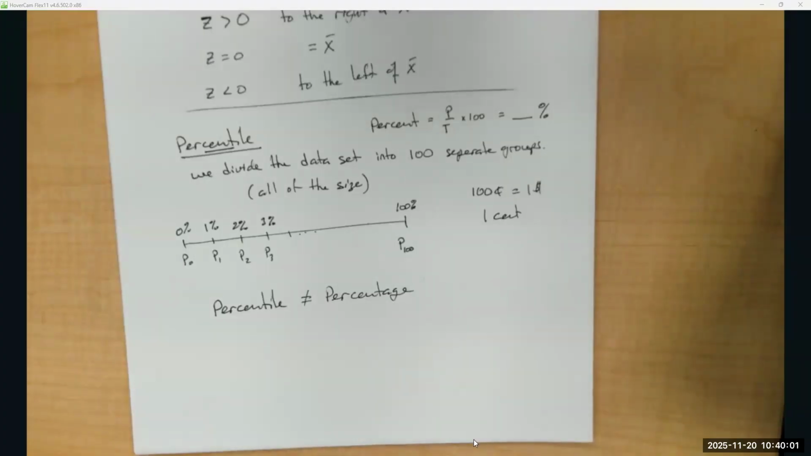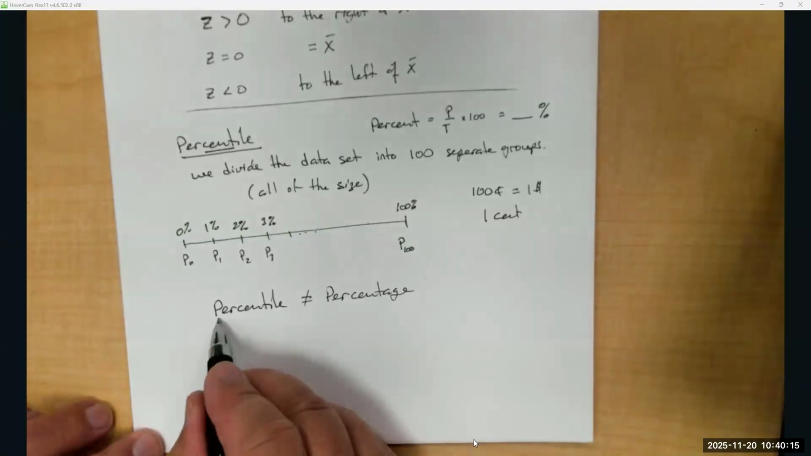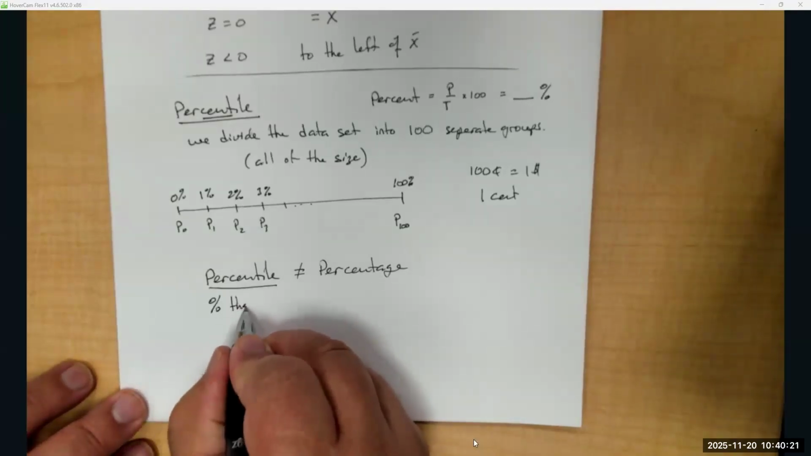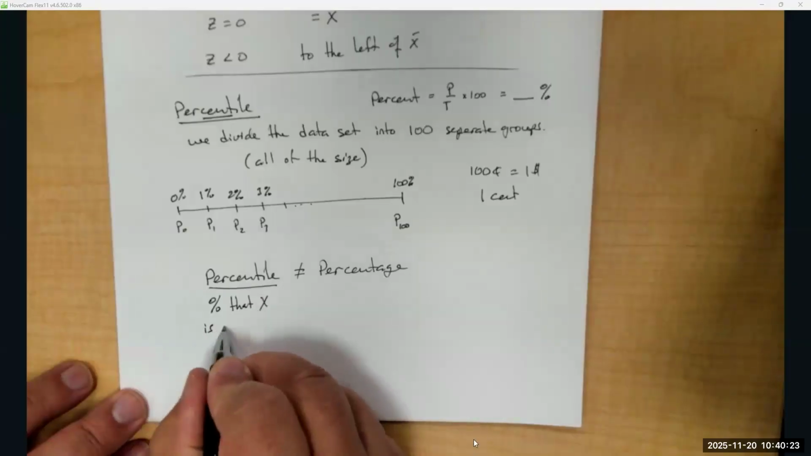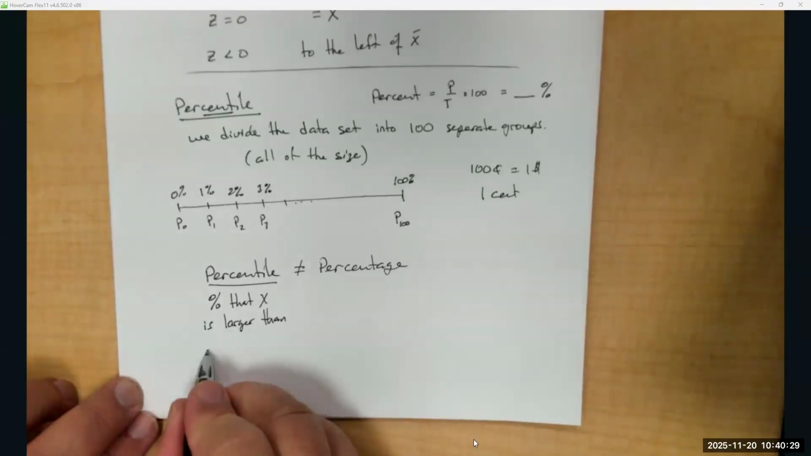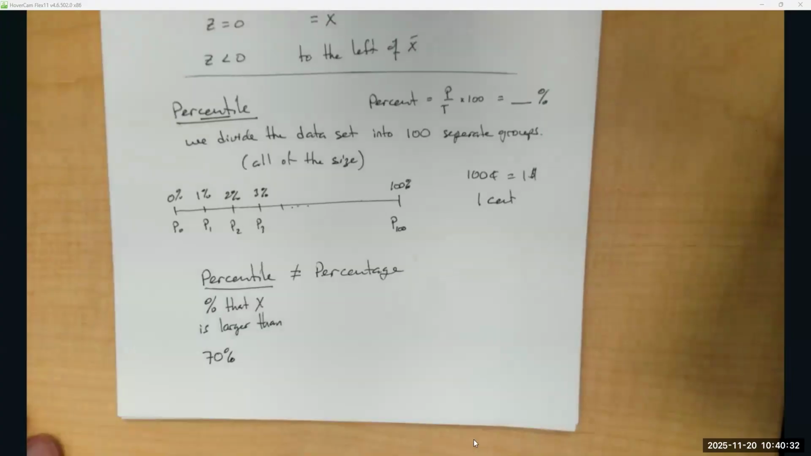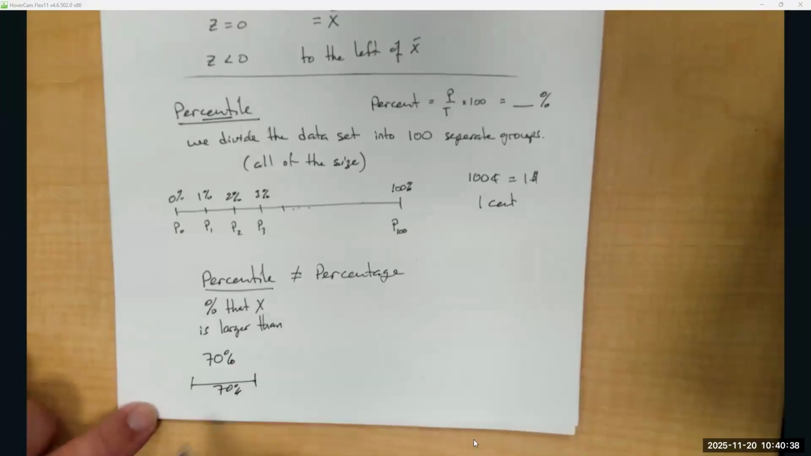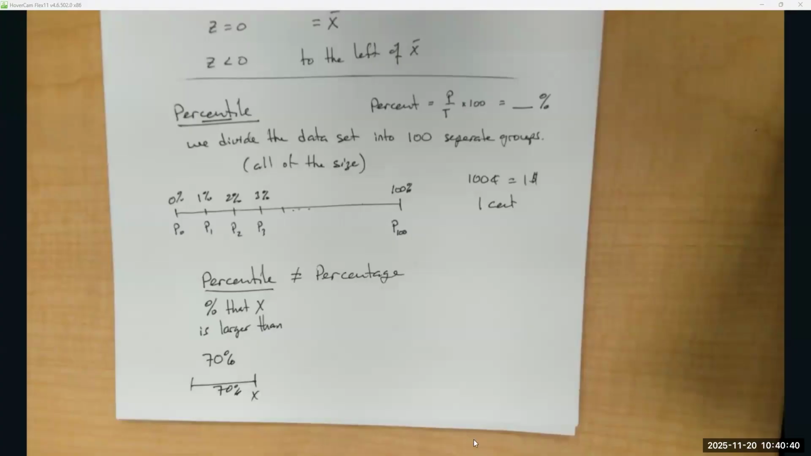Percentiles are not the same as percentage. Why not? What does a percentile find? It finds the percent that X is larger than. So if you had a 70 percentile, that means your score is greater than 70% of the other people. That's what it tells you.